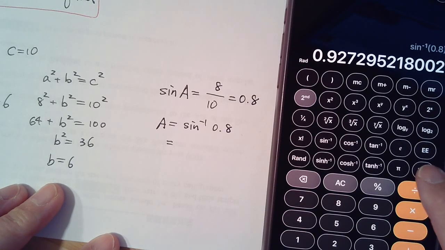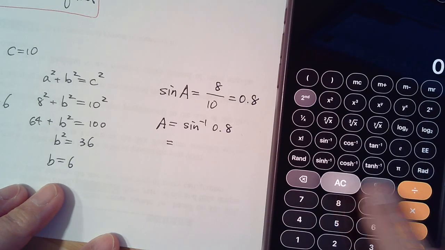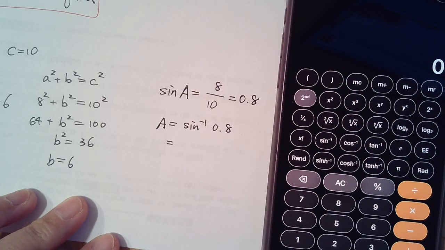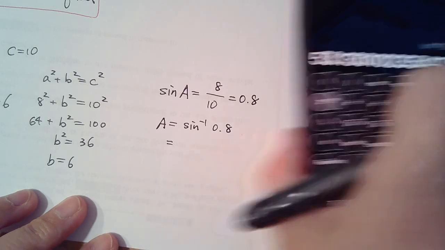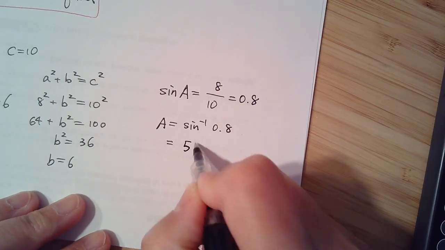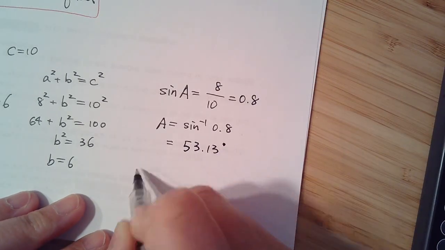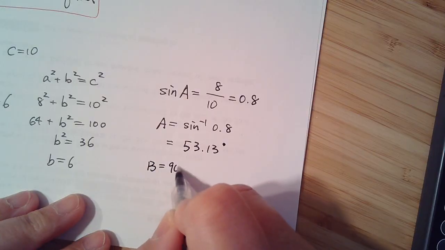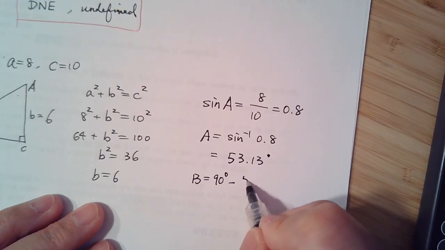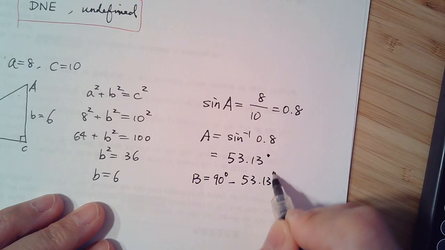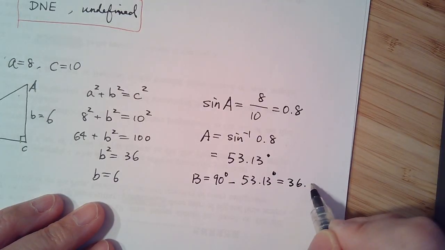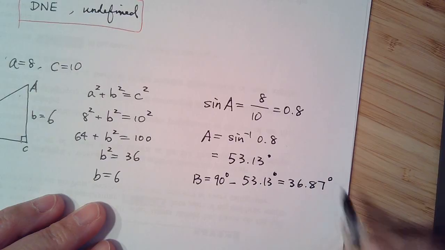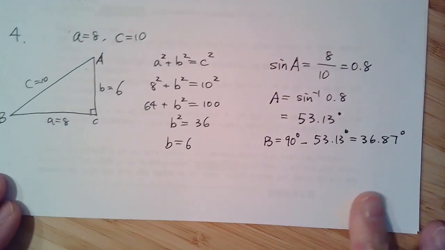I'm still using radian. Sorry, let me put... Right now I'm using degree. So 0.8 sine inverse equal, I got 53.13. So 53.13 degree. And the B is going to be just 90 degree minus 53.13 degree, which is 36.87 degrees. So I have an A, I have a B, and also I know C.